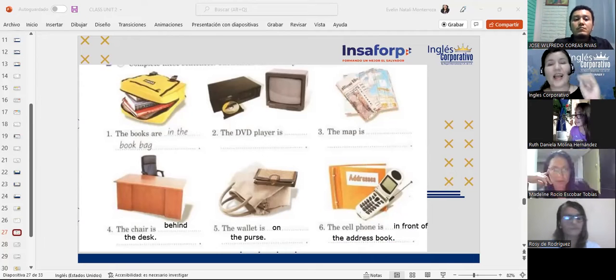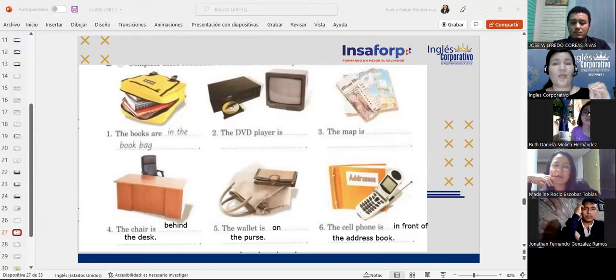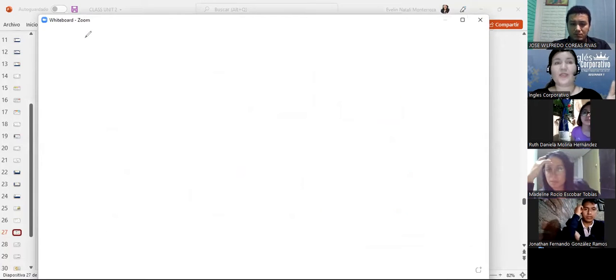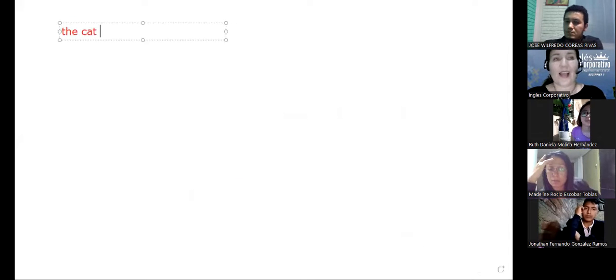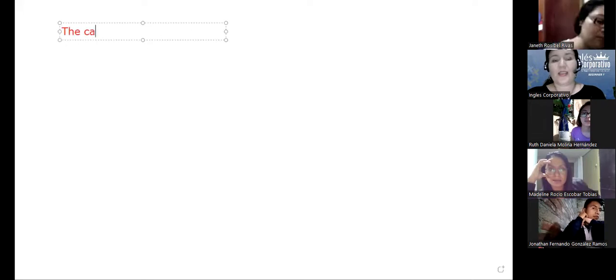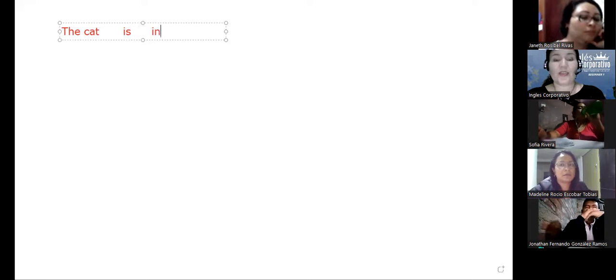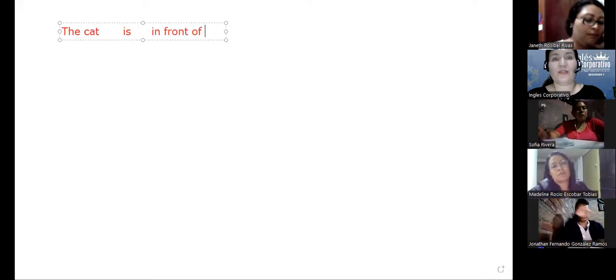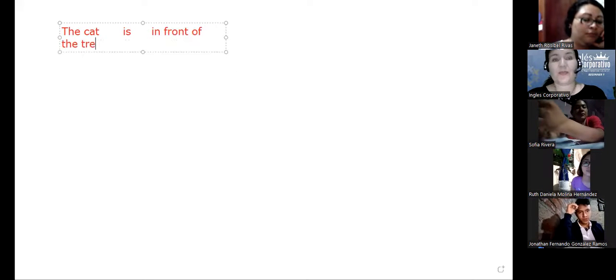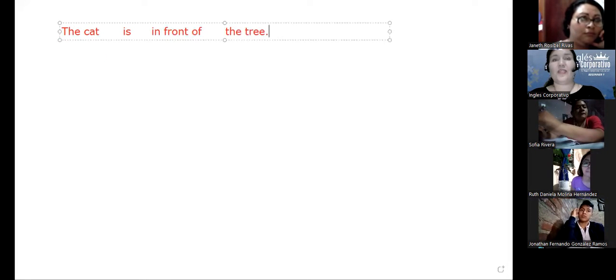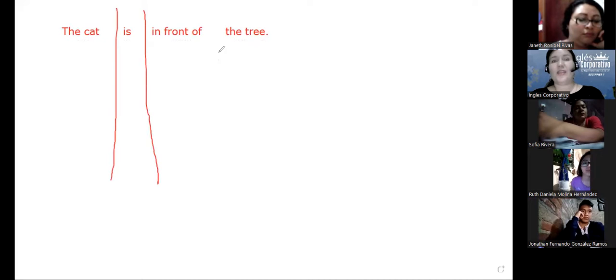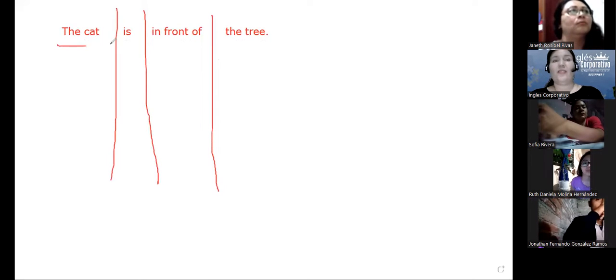Right, as you can see, it has like a structure, right? Todas las oraciones siguen como la misma estructura. First, imagine that you have the cat. The cat, tenemos que ocupar el verbo, is, la preposición, in front of, y de ahí el otro objeto. El complemento. The tree, right? The cat is in front of the tree. Si nos vamos a dividir las oraciones, aquí tenemos el objeto, el verbo, la preposición y el otro objeto.